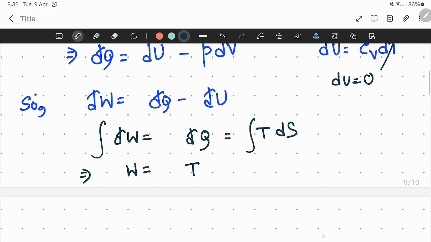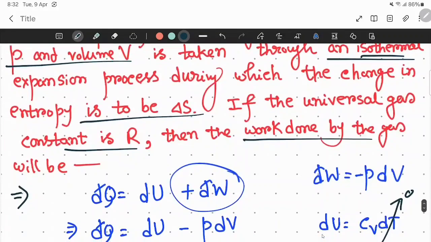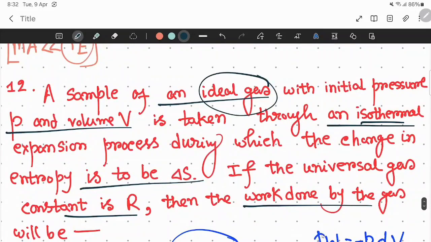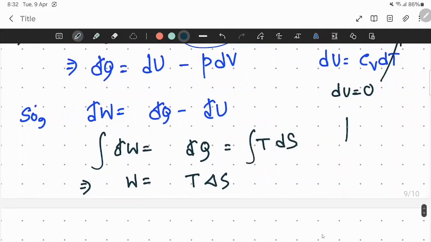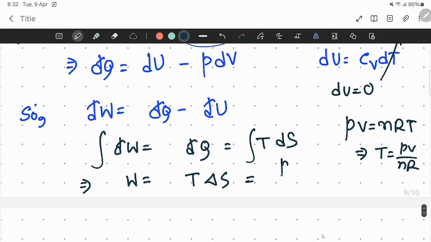So it is T delta S. Now what is T? This is ideal gas. So you can write at initial state it was PV equals to nRT. So you can write T equals to PV by nR. So it will be P delta S by.